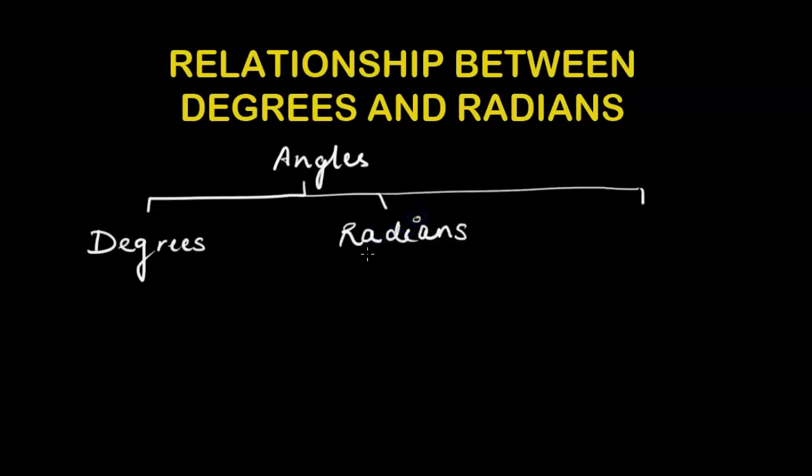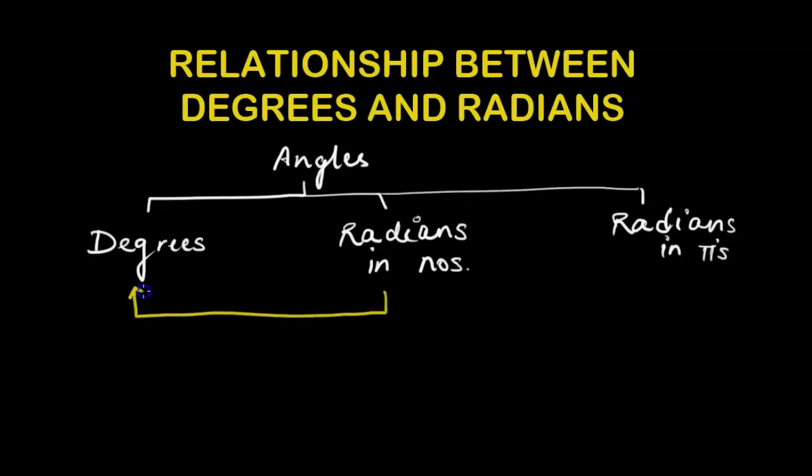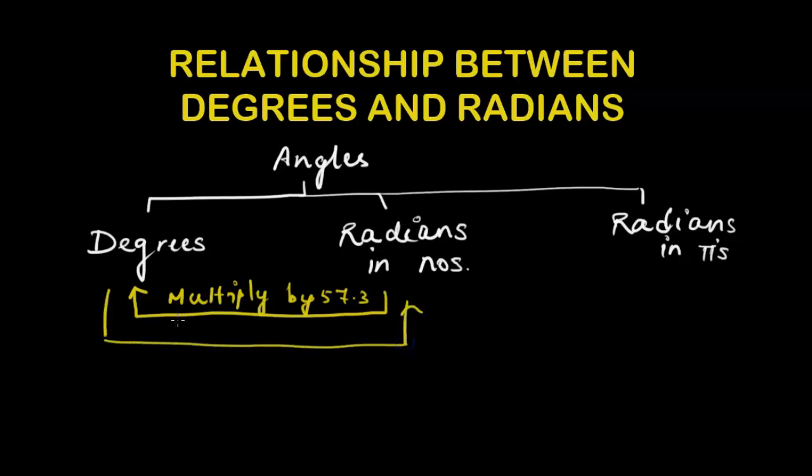Radians can be of two types. One is when radians are written in numbers, and the second is when radians are written with pi. We can convert one unit of angle to another through conversion factors. Always remember 1 radian in numbers is equal to 57.3 degrees. So if we want to change radians in numbers to degrees, we have to multiply by 57.3. Similarly, if we want to change degrees to radians, we have to do the inverse operation, and that is divide by 57.3.